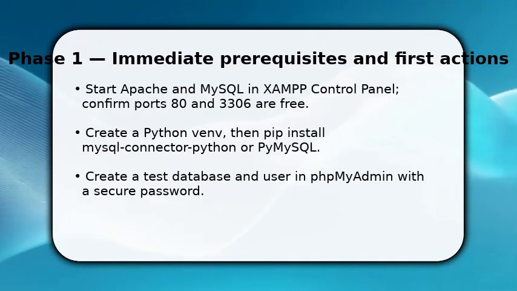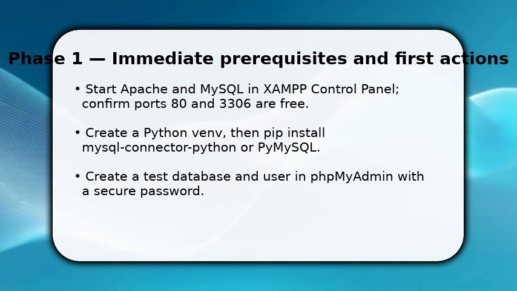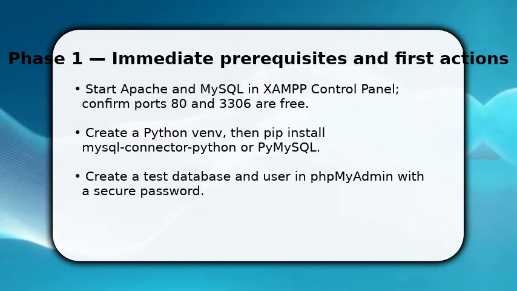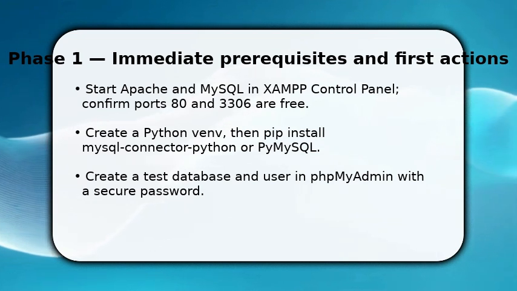You start by launching XAMPP and enabling Apache plus MySQL. This runs the services you will connect to. Once done, make a Python virtual environment to isolate dependencies, then pip install MySQL connector Python or PyMySQL so you have a connector.